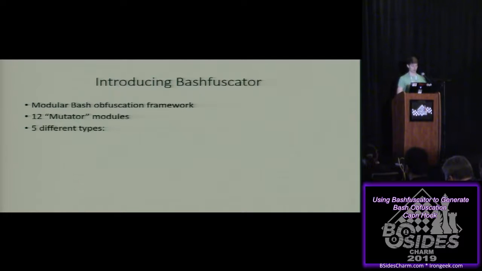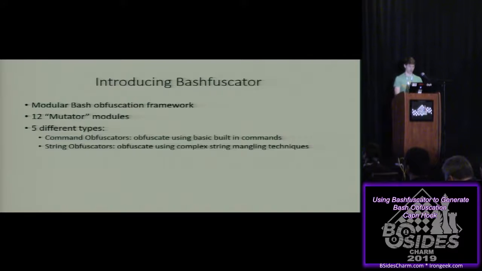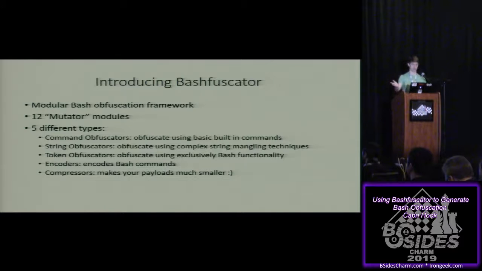So a little running short on time here. There are 5 different types in here. Basically, all you need to know is encoders, they just encode bash commands, right? Compressors, they compress your command, make it a lot smaller. Command obfuscators. What's that? 10 minutes, okay. The command obfuscators basically take your command using simple stuff like rev, just reverse your command. String obfuscators use a bunch of binaries like coreutils to mangle stuff. Token obfuscators obfuscate using bash functionality, right?